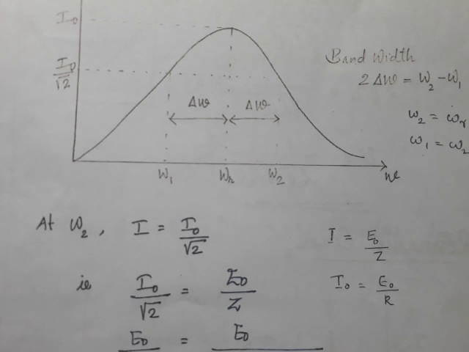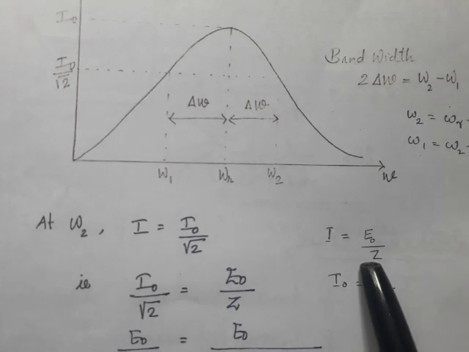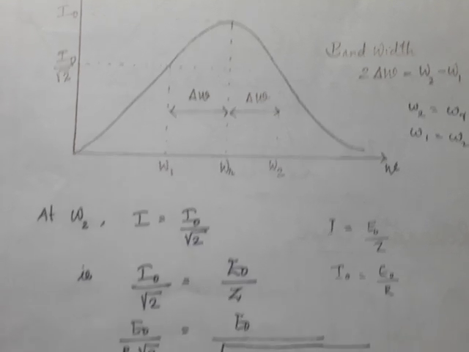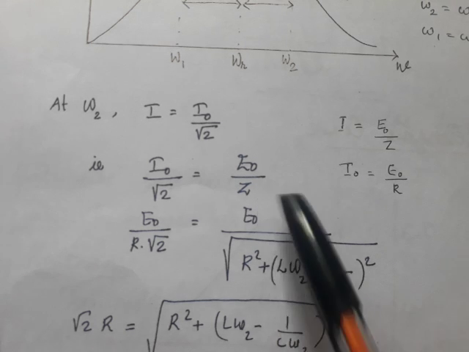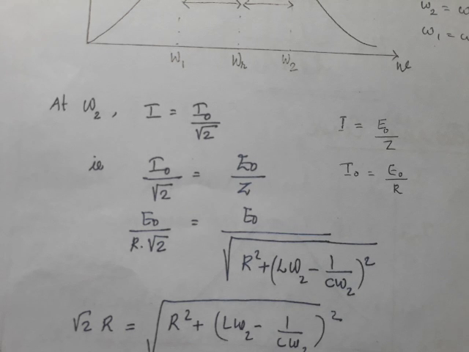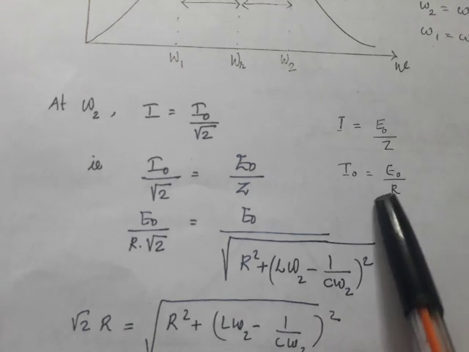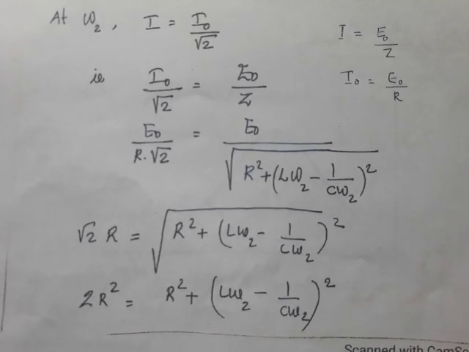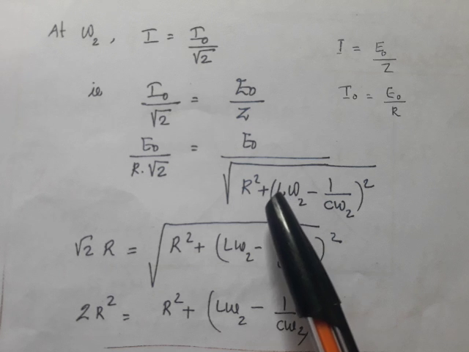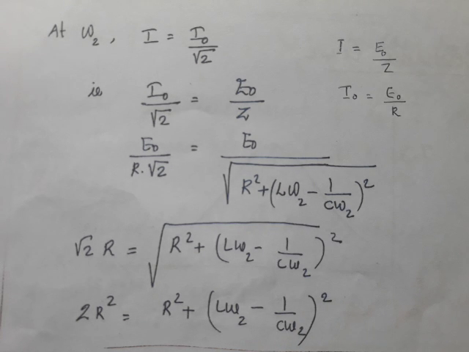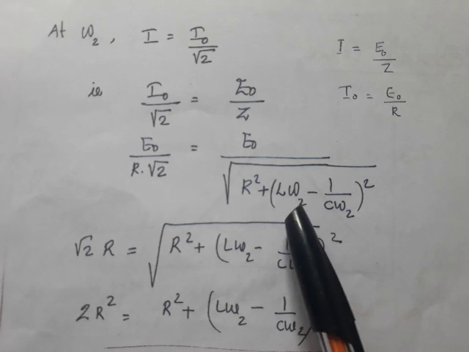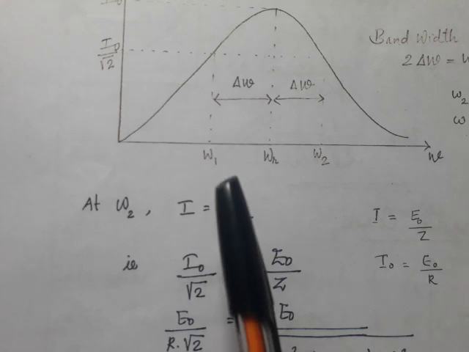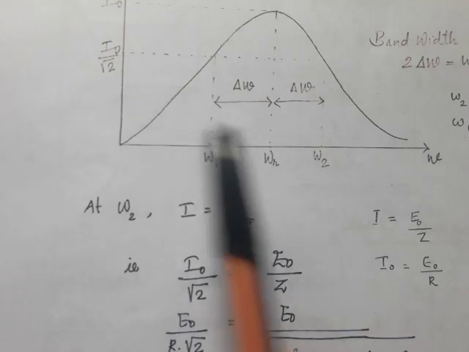We know I and I0 are related by I0 by root 2. So if I is E0 by Z and I is I0 by root 2, we can combine that and write I0 by root 2 is equal to E0 by Z. This I0 we also write as E0 by R. So E0 by R root 2 is equal to E0 by Z. Z, we know in LCR circuit, the total effective resistance, is square root of R square plus L omega minus 1 by C omega, the whole square. That omega is the frequency for which the current becomes I0 by root 2. So that omega can be omega 1 or omega 2. In both cases current is I0 by root 2.